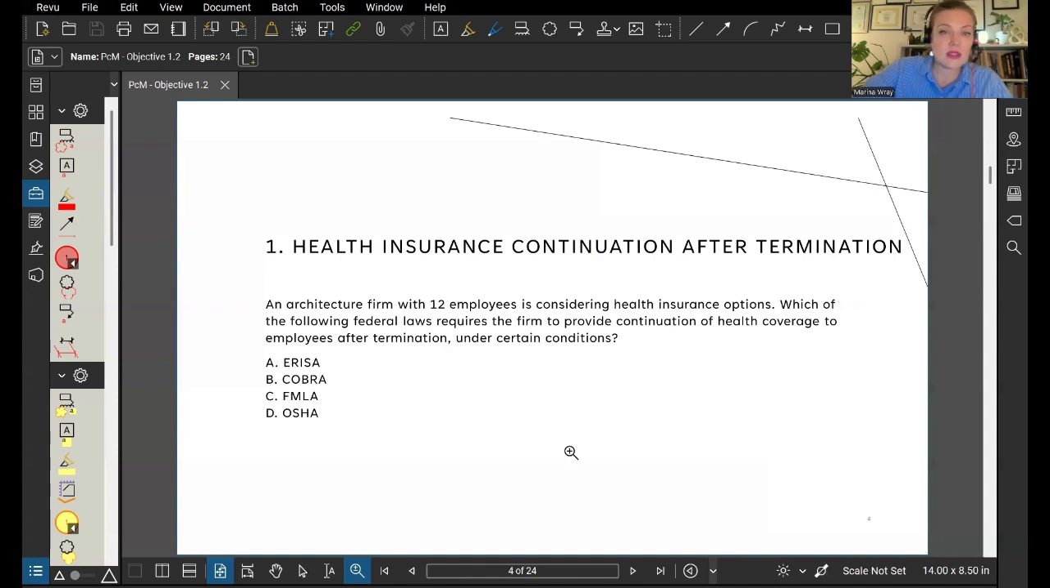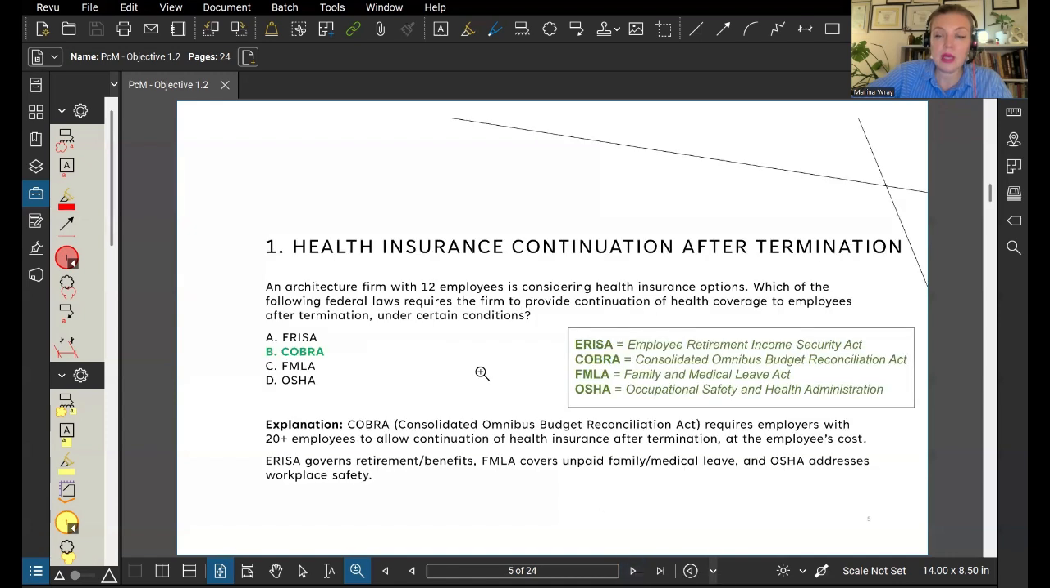The question is as follows. An architecture firm with 12 employees is considering health insurance options. Which of the following federal laws requires the firm to provide continuation of health coverage to employees after termination under certain conditions? And the potential answers are as follows. A, ERISA; B, COBRA; C, FMLA; or D, OSHA. The correct answer is COBRA.